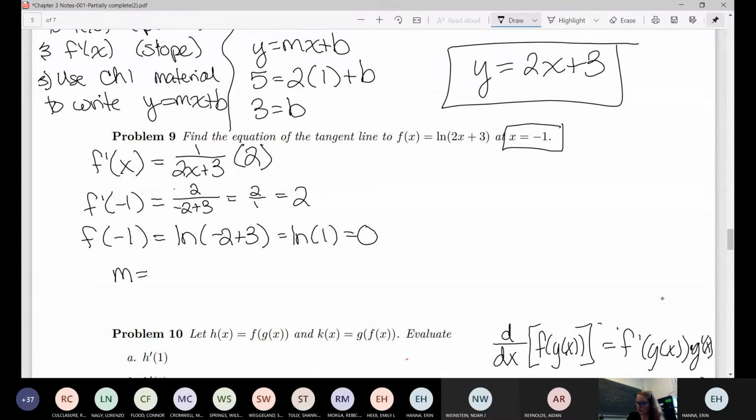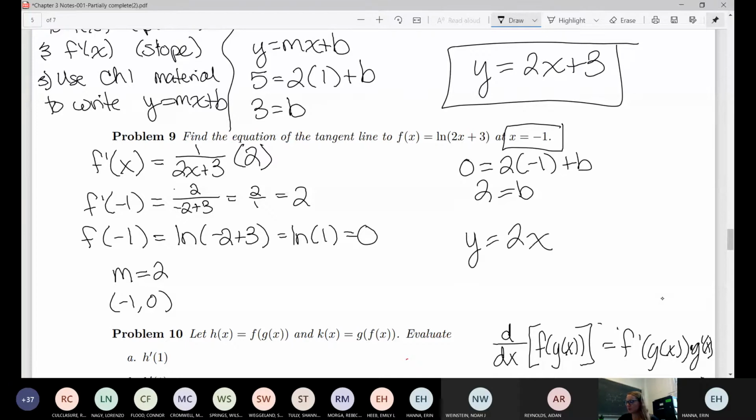So again, now we essentially have that our slope is 2, and we have a point that we can use to find the equation of the line. Plug that into y equals mx plus b. So we've got 0 equals 2 times -1 plus b. Add 2 to both sides, you get b is 2. So y equals 2x plus 2.